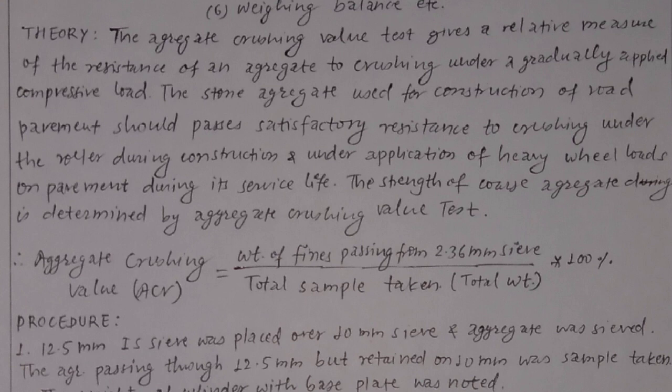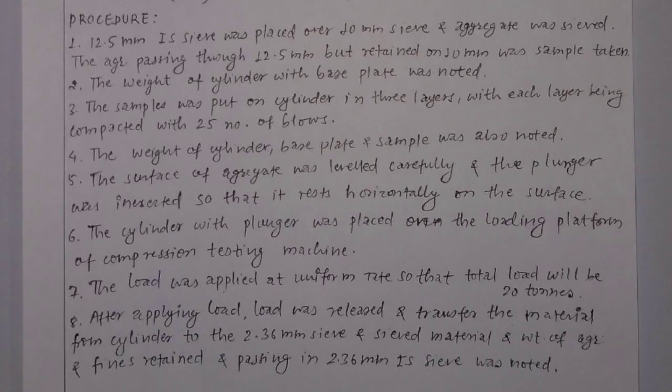Okay, and aggregate crushing value, ACV, is equal to the weight of fines passing through the 2.36 mm sieve divided by the total sample taken, that is the total weight, into 100%. After the theory, let's see the procedure that should be followed in the lab.